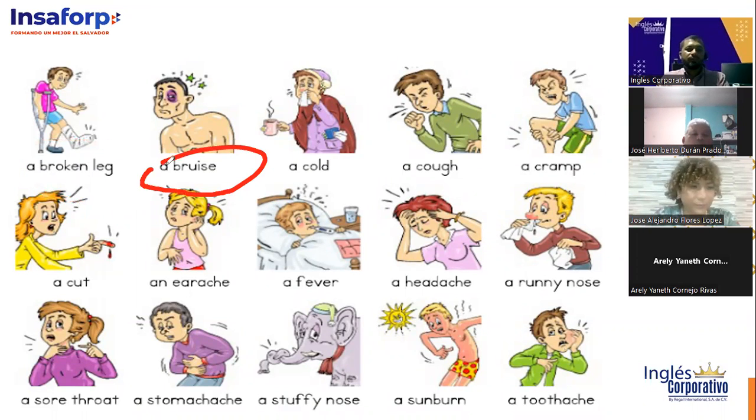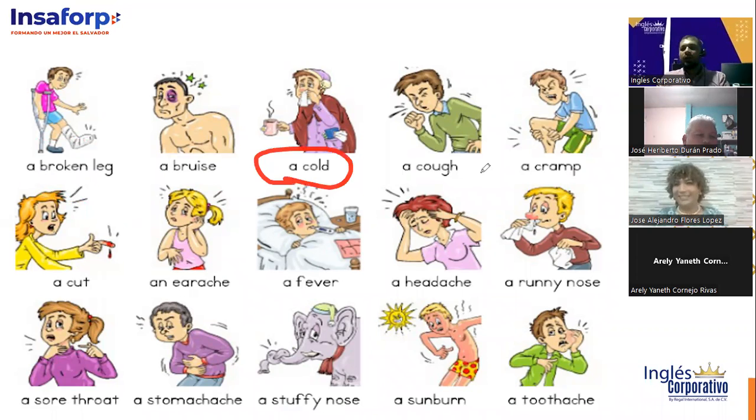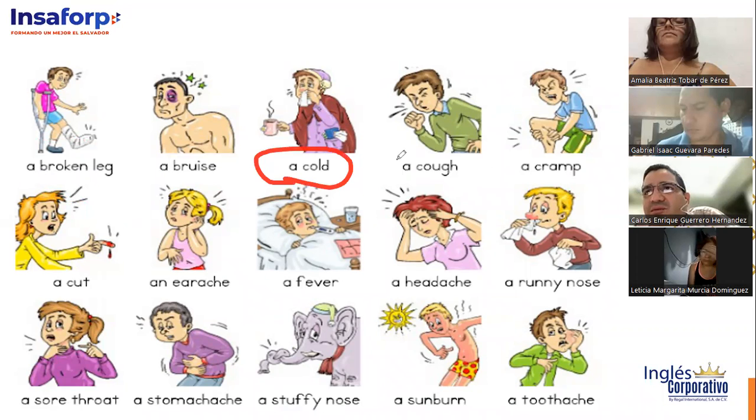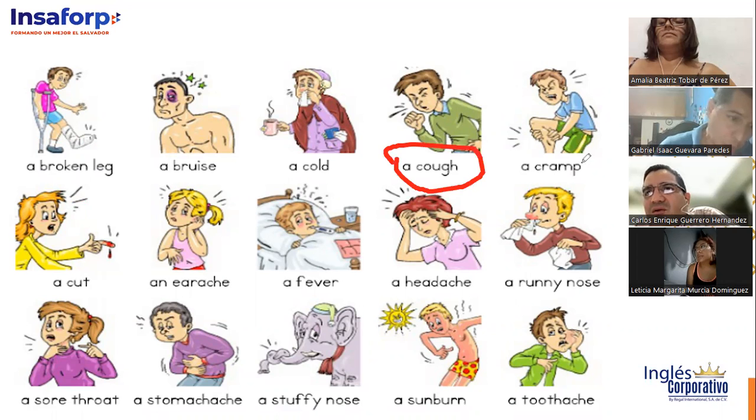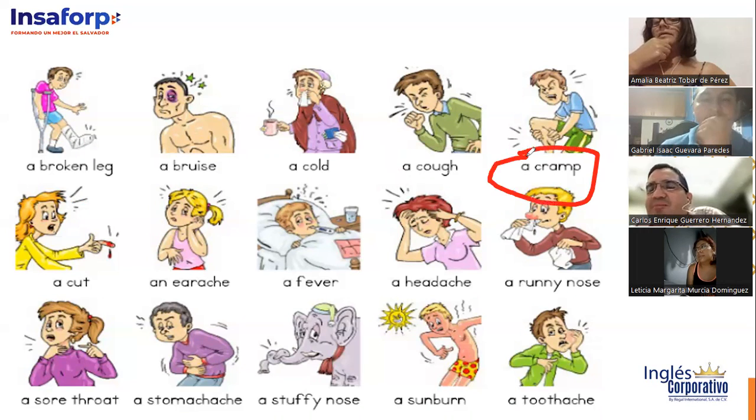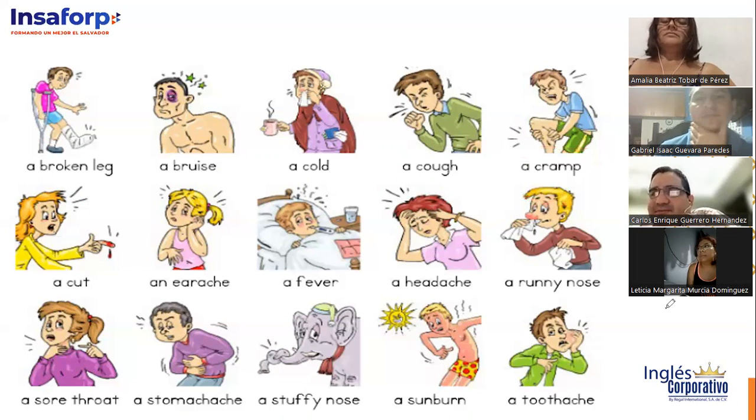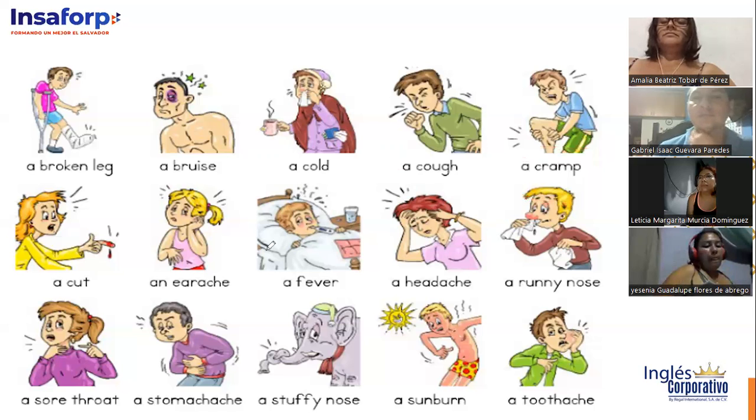A bruise. Okay. Areli, a cold. A cold. Yes. Gabriel? A cough. Okay. Carlos. A cramp. A cramp. Leticia. A cut. Yesenia. An earache. An earache. Okay. Great.